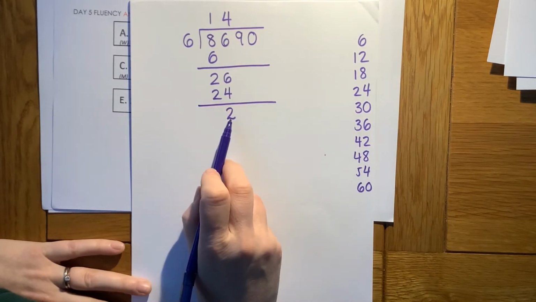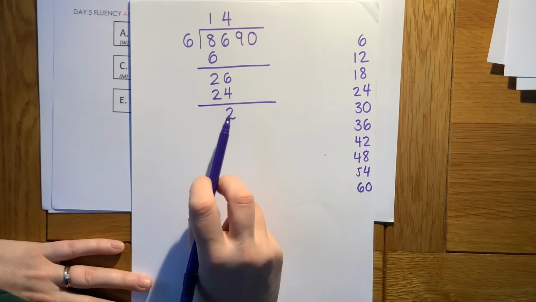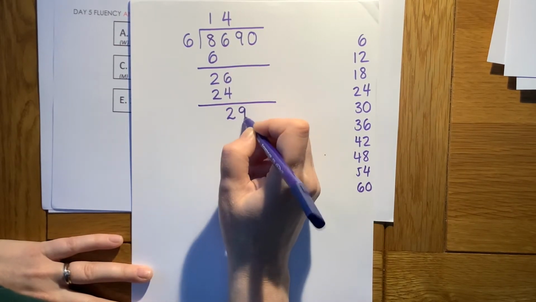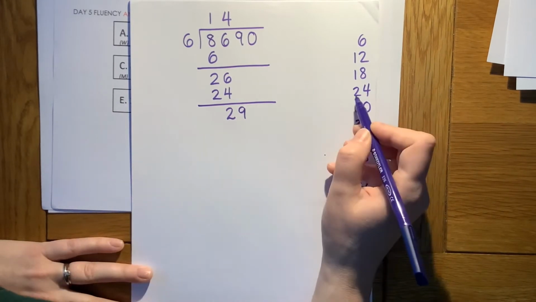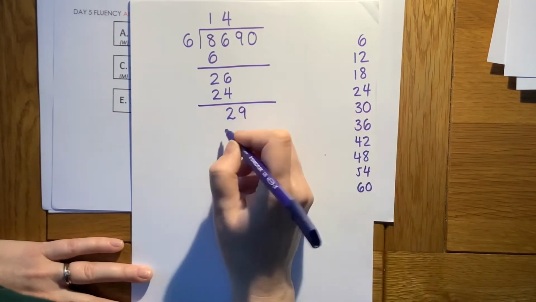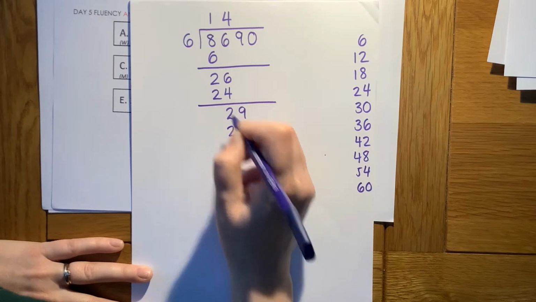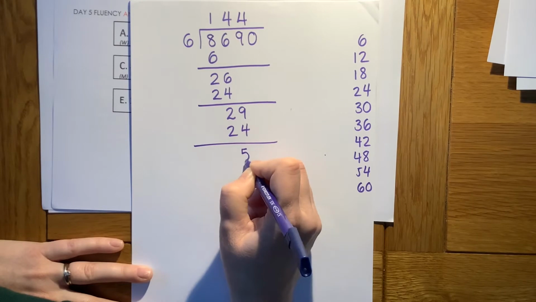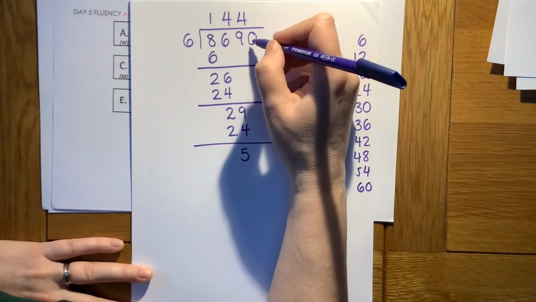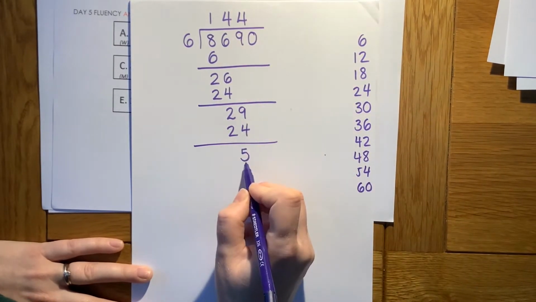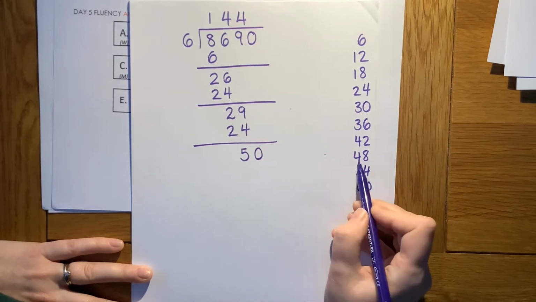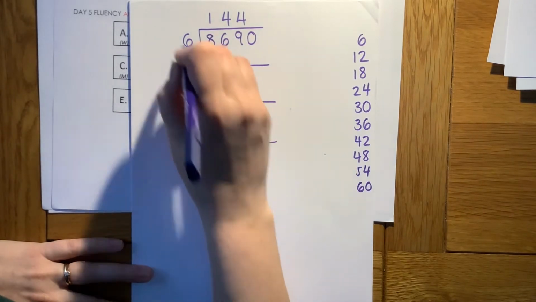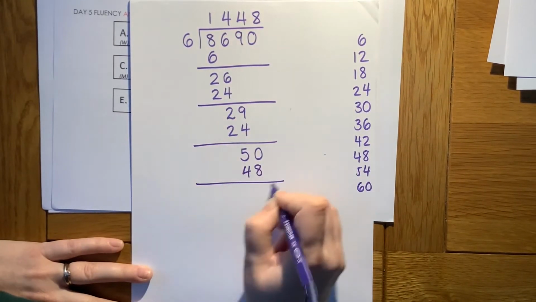So I'm dropping them down because they're regrouping into tens. So 2 hundreds becomes 20 tens, and those 9 tens there give me 29 tens. Again, I can't go up to 30, but I can do 24. I already know that 24 divided by 6 is 4. 29 take away 24 leaves me 5 tens left. I didn't have any ones here, so those 50 ones are the only ones I've got. 48 of those can be shared into 6 equal groups. 48 divided by 6 is 8, and I've got 2 left.